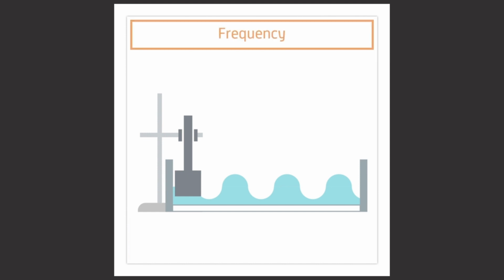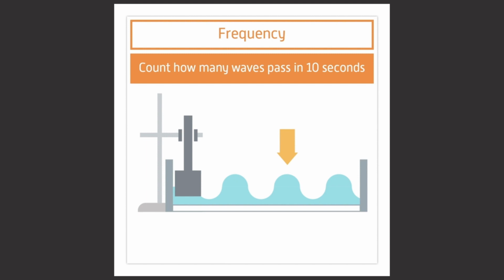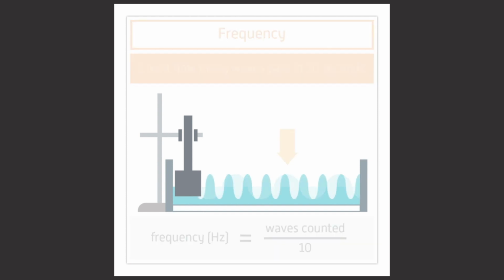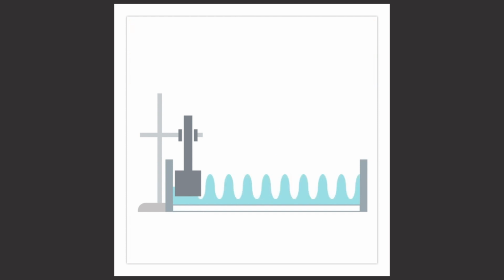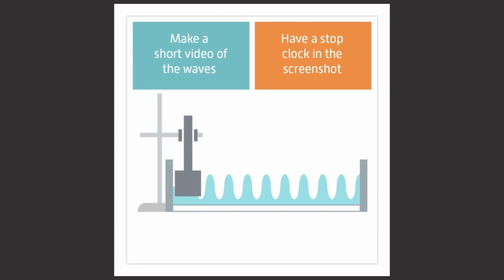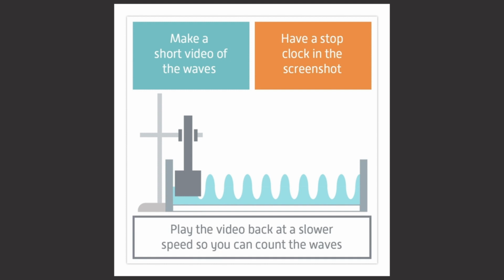To calculate the frequency, choose a point on the tank and count how many waves pass in 10 seconds. Then divide this number by 10 to get the frequency in hertz. This could get tricky at higher frequencies, so it would be better to make a short video of the waves. Make sure you have a stop clock in the screenshot. Then you can play the video back at a slower speed, so you can count the waves more easily.